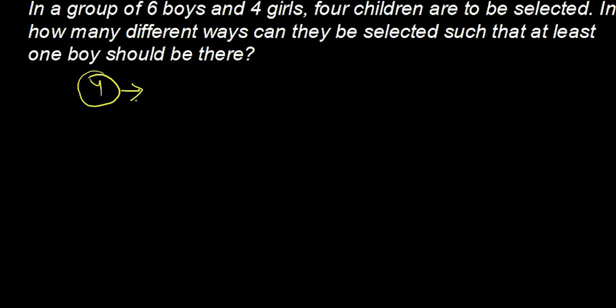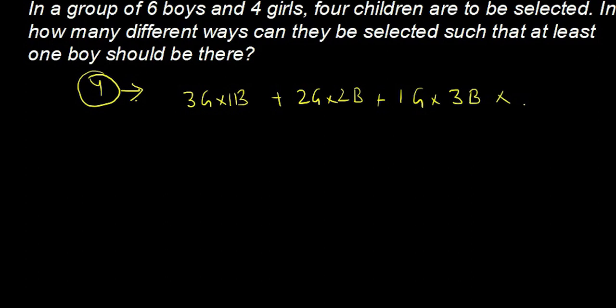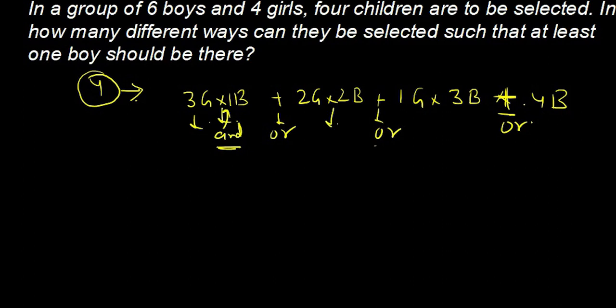So 3 girls and 1 boy, first case, or 2 girls and 2 boys, or 1 girl and 3 boys, or finally 4 boys. Plus is there to signify this. This is or, and multiply is what describes the case of and. So and stands for multiply, and or stands for plus. Okay, 3 girls and 1 boy.